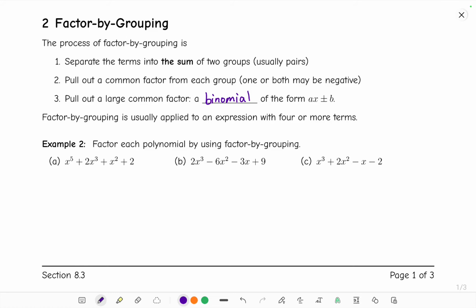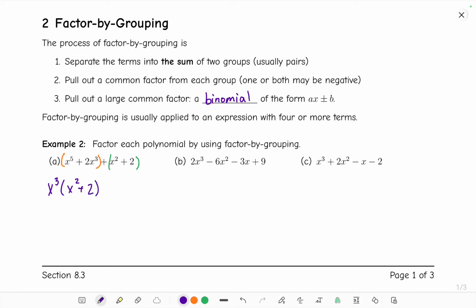Factor each polynomial by using factoring by grouping. So x to the fifth plus 2x cubed plus x squared plus 2. So I want to separate them into two groups. So let's do x to the fifth plus 2x cubed for the first group, and x squared plus 2 for the second group. Now, x to the fifth plus 2x cubed, they have an x cubed in common, so I'm going to factor an x cubed out of the first two terms. So then that's x squared plus 2.